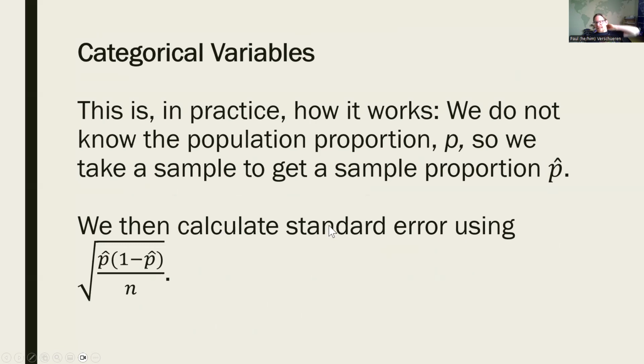We then calculate the standard error using p hat times 1 minus p hat over n, take the square root of that. And that's the same formula we've been using, except we've just swapped p for p hat because we don't have a p. We don't know what the population proportion is. So it's kind of like saying, if you don't know what the population proportion is, it's okay to use the sample proportion if that's all you've got.